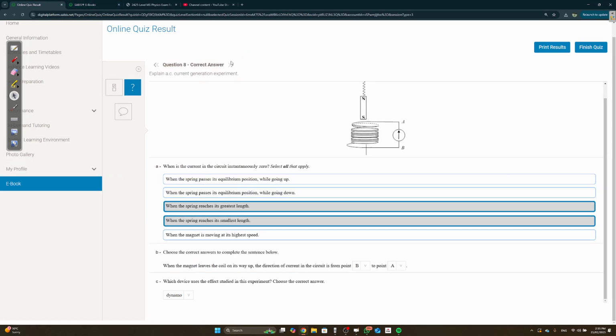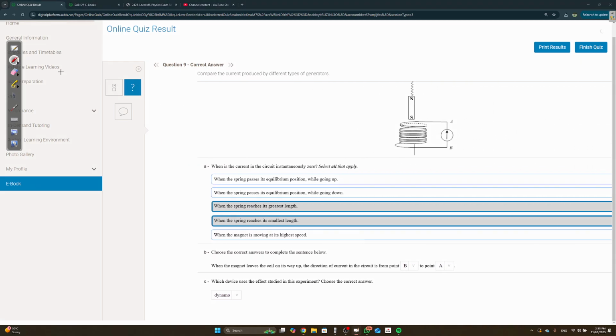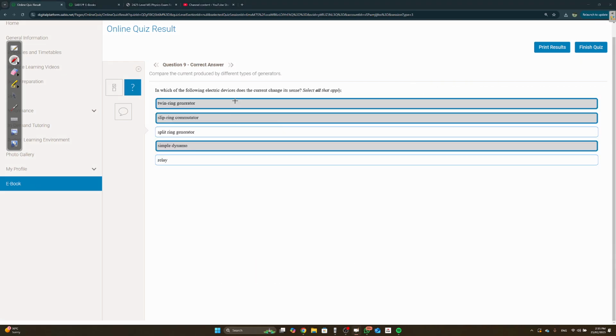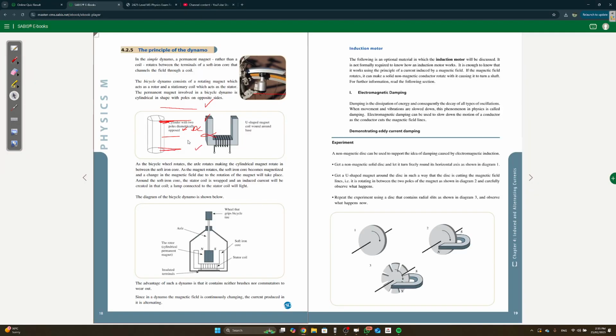Okay, question 9. In which of the following devices does the current change its sense? Slip ring, yes. Okay, slip rings are the ones AC uses, huh? Split ring, no. Split ring is DC. Okay. Simple dynamo, sure, it's correct. We said simple dynamo uses the principle of AC, huh?